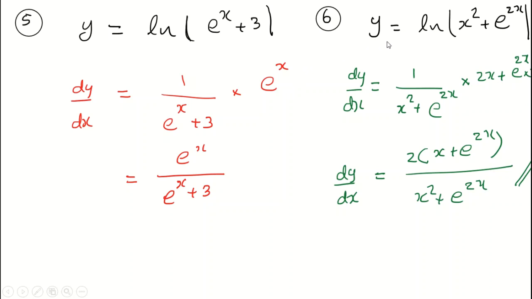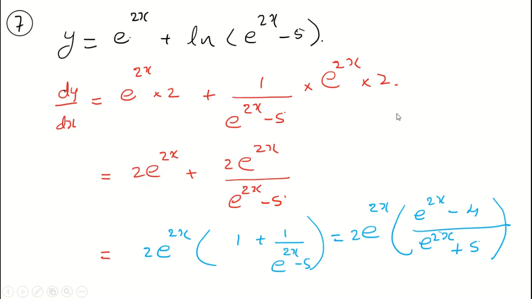Another example, y equals ln of x squared plus e to the power 2x. So when you differentiate this, 1 over x squared plus e to the power 2x into, when you differentiate x squared, it is 2x, plus e to the power 2x into 2. So this could be written as, this 2 is taken out, 2 into x plus e to the power 2x divided by x squared plus e to the power 2x.